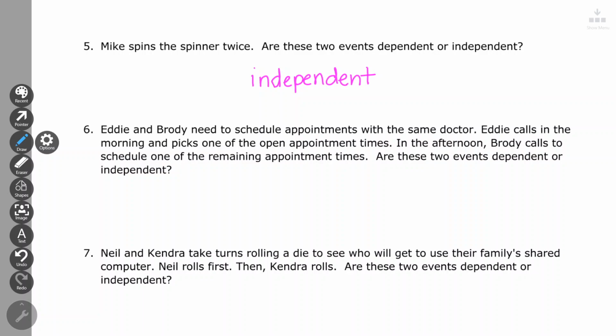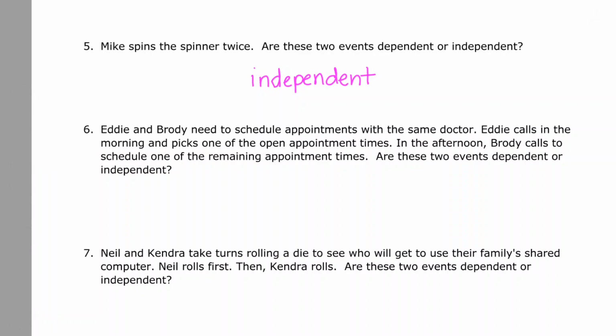And that works with a dice as well. It doesn't matter if the person before you rolled a 6 or a 5. You can still roll that number. So whenever you're dealing with spinners and dice, you can replicate what was done before, right? You can spin or you can roll the same thing that the person in front of you rolled. So that's independent.